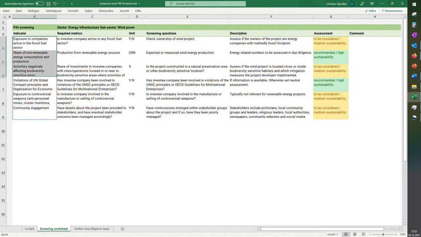Of course, these 5 questions are not all mandatory PAIs of the SFDR. However, they are those that appear most relevant in the screening for the selected subsector. The remaining mandatory PAIs are given in the next step, further due diligence input.